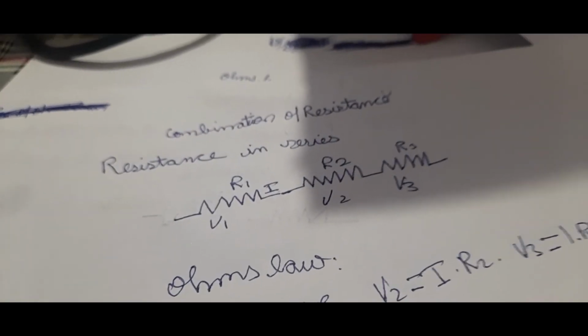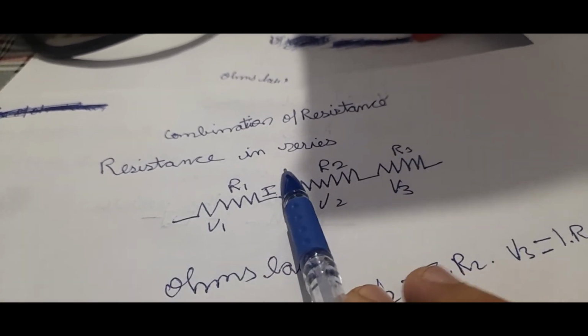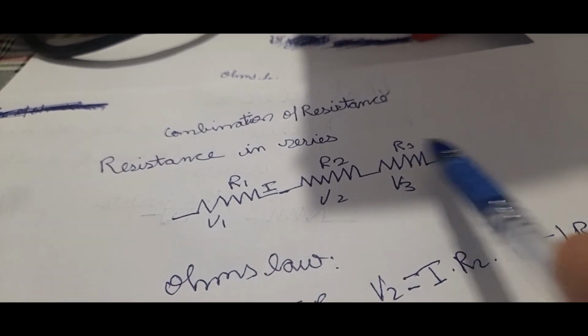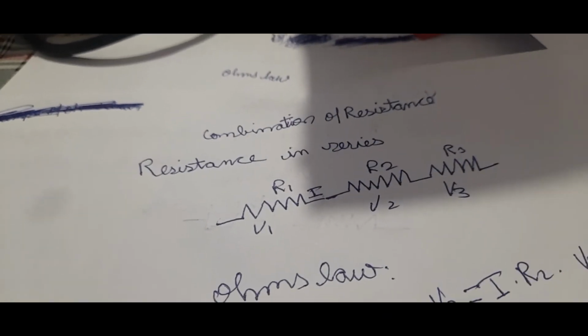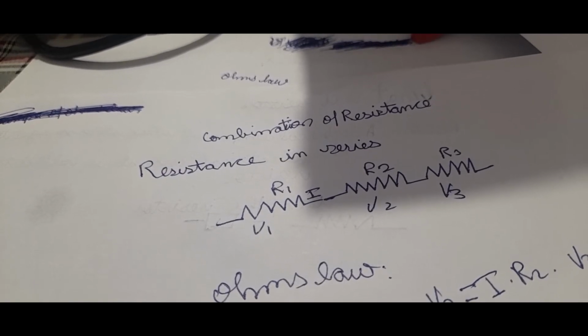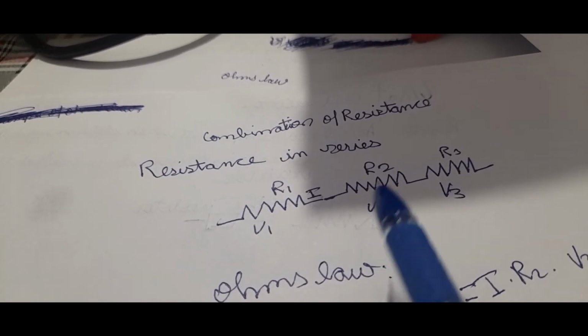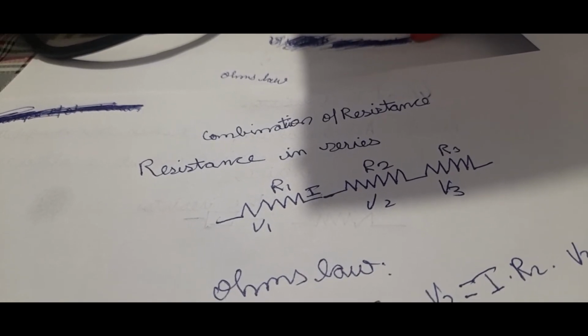Now we are going to learn the combination of resistance. The first case is resistance in series. Here you can see this is a type of resistance in series. When a number of conductors, say A, B, C, D, F, etc., are connected end to end as shown in this figure, they are said to be connected in series.